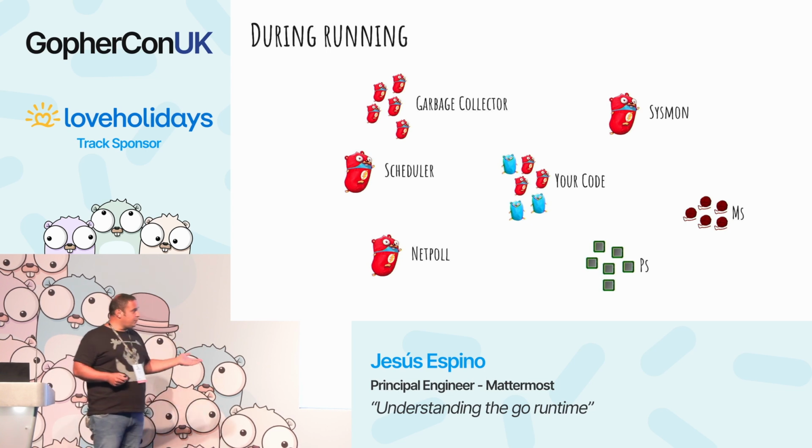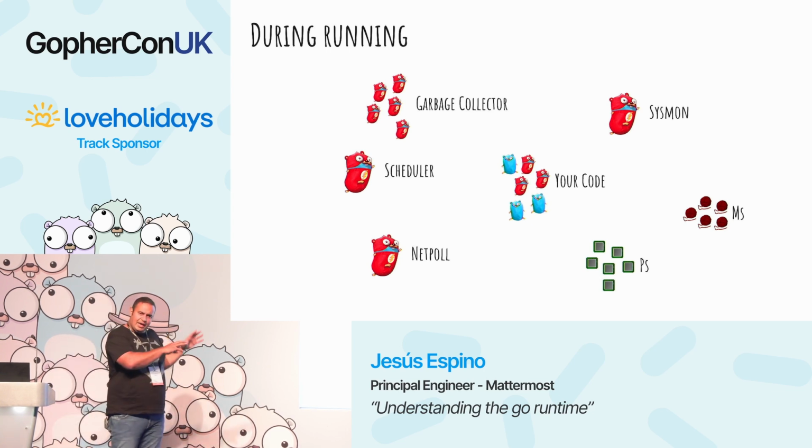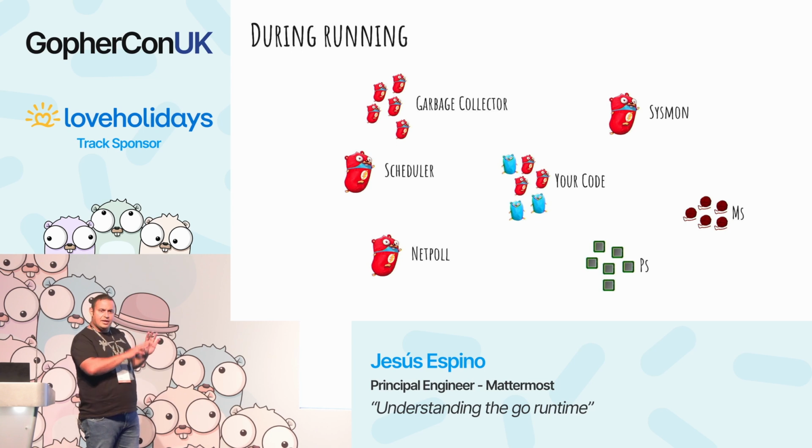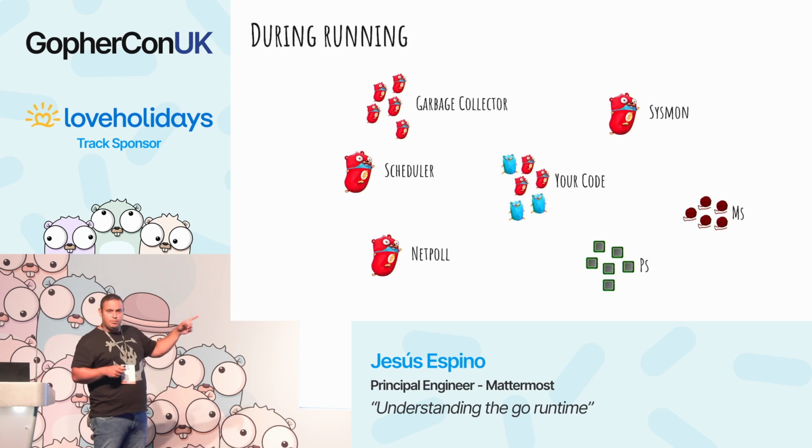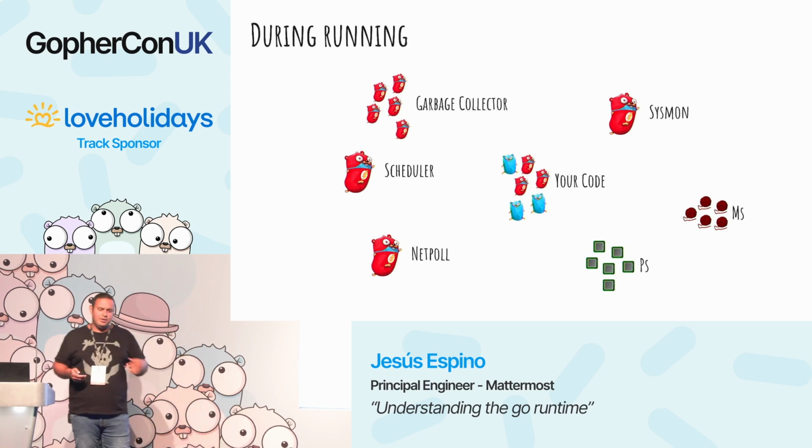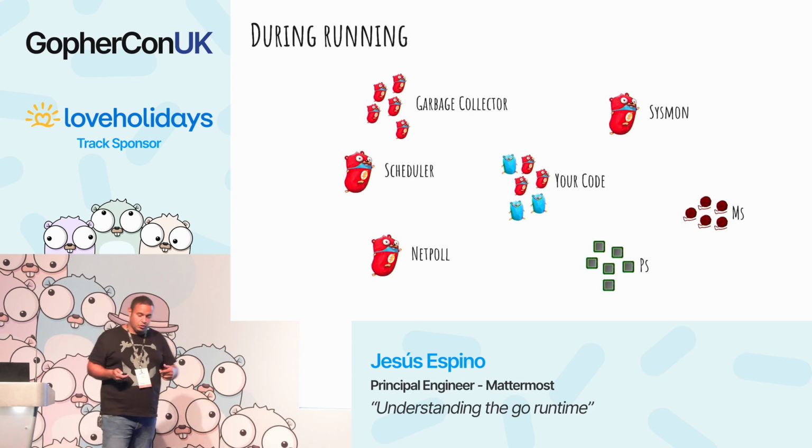Also, the net poller is going to be there, the processors, the Ms, all those structs are there in memory, and of course your code generating goroutines and generating things. Actually, some goroutines are not your code. For example, the system monitor and the scavenger are goroutines that are not your code.